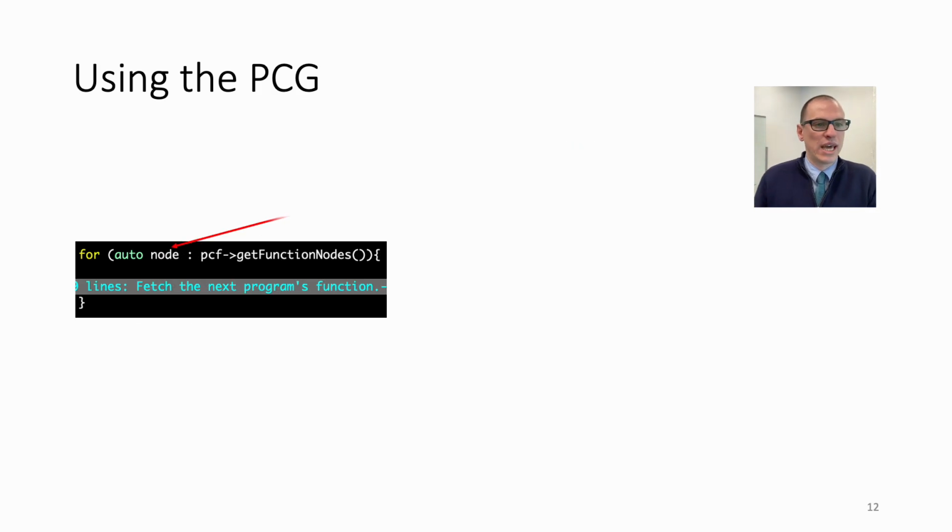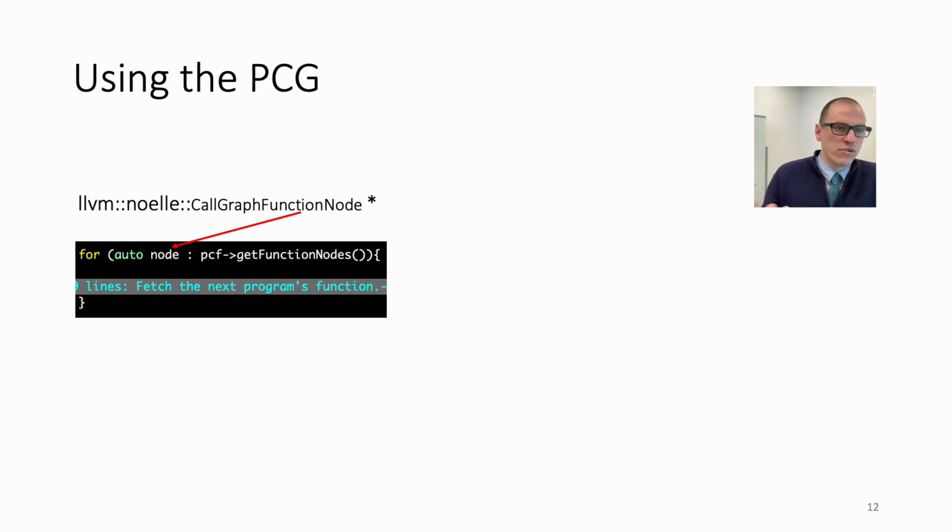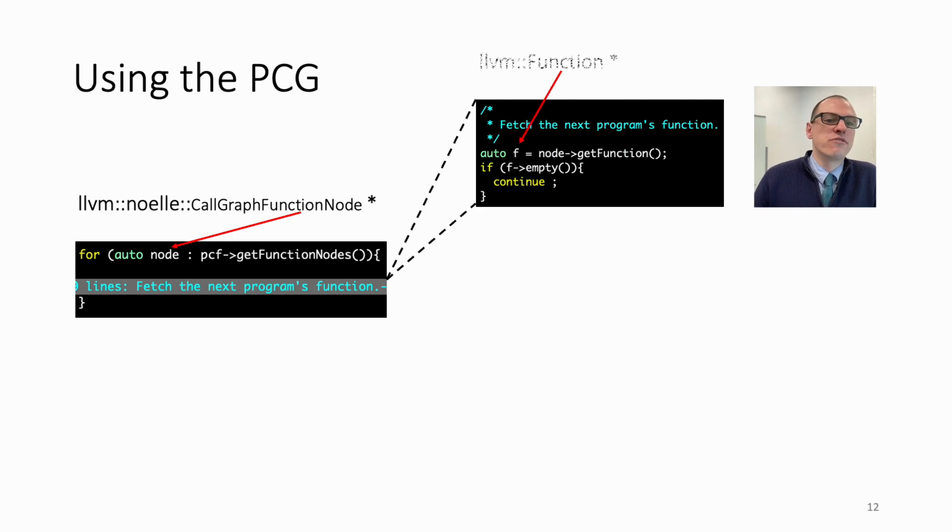How can you use the program call graph? First of all, you can iterate over every node if you want. By invoking this API, you iterate over every node of the program call graph. Every node is an instance of the class CallGraph function node, which represents a node of the graph. From here, you can retrieve the function that this node represents with the API get function. Now you have the LLVM function, so you can use all APIs of LLVM to see if it is a declaration function, so it has an empty body, or if there's a body.